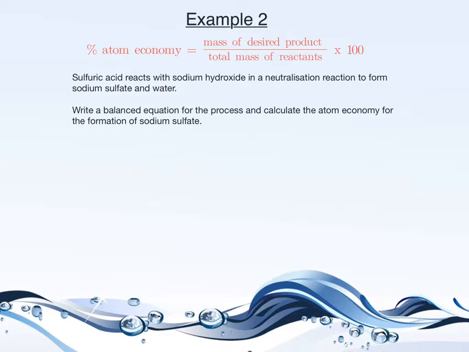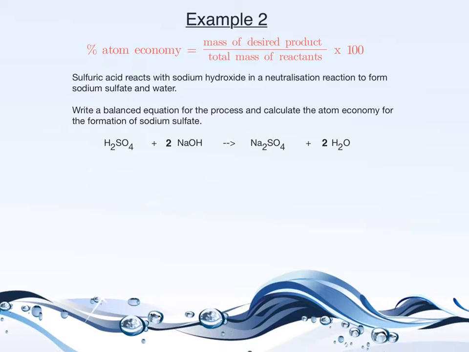So we have sulfuric acid, H2SO4, reacting with sodium hydroxide, NaOH, to form sodium sulfate, Na2SO4, and water, H2O. At the moment, this equation is not balanced, so start with the metals. We've got 1 sodium on the left, 2 on the right, so we need 2 NaOH. To balance the hydrogen and oxygen, we then also need 2 water molecules.